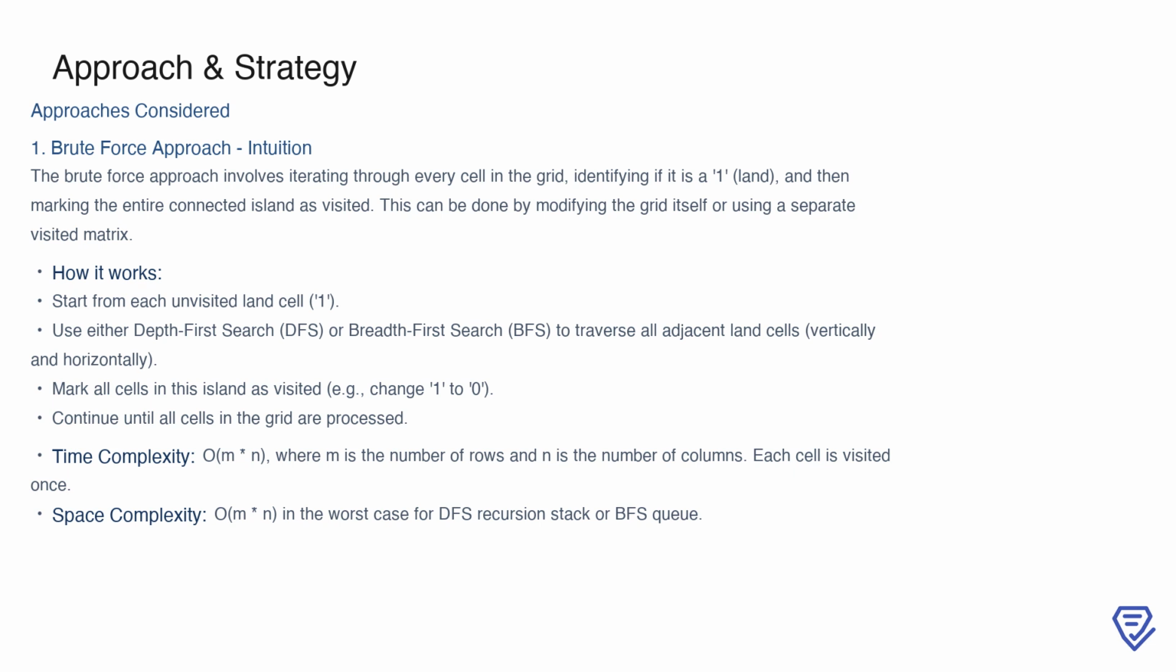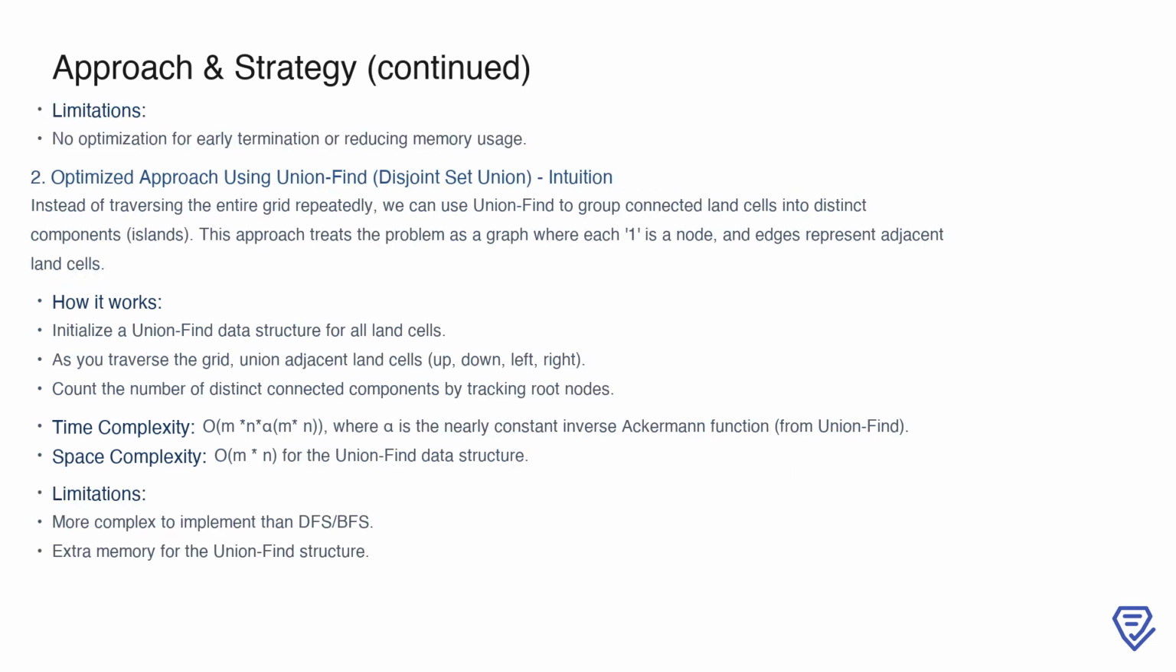In terms of efficiency, the time complexity is O(m*n), because each cell is visited exactly once, where m and n represent the dimensions of the grid. For space, the worst-case requirement is O(m*n), which accounts for the recursion stack in DFS or the queue in BFS when processing large islands. However, the brute force approach has its limitations. There's no optimization to terminate early, and it can be memory-intensive for large grids.